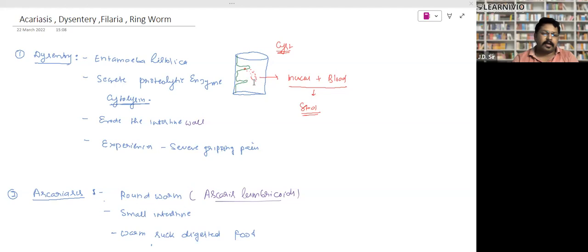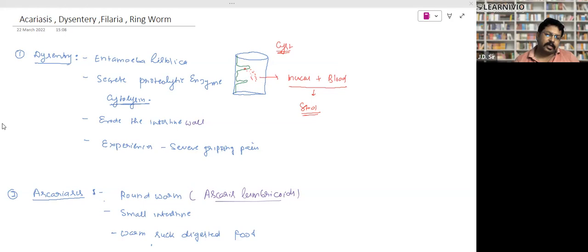And then there it starts multiplying and starts asexual reproduction. It secretes a proteolytic enzyme known as cytolysin, right? That cytolysin damages the epithelial wall of villi. Is that clear? You have to remember the enzyme name, cytolysin, right? It erodes the intestinal wall.